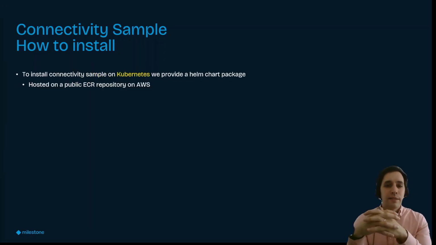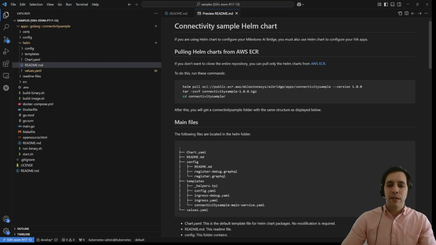All right, now let's see how we can install the connectivity sample on a Kubernetes cluster. For that, we have provided a Helm chart package that can be obtained from the public ECR repository on AWS. And if we go to the public repository on GitHub, we will see under the Helm folder that there is this README file with all the instructions that are needed in order to install the Helm chart package. We are going to go through them in this video tutorial.